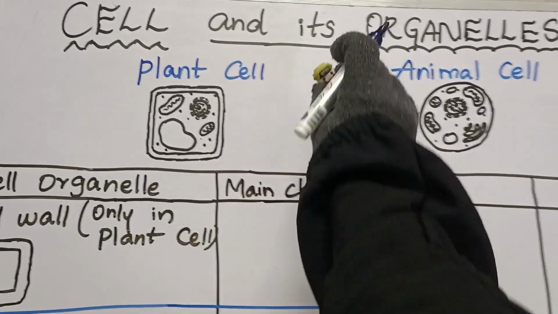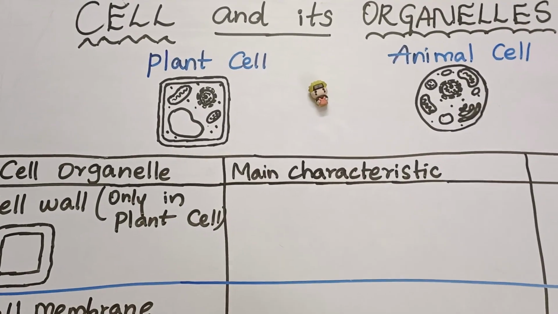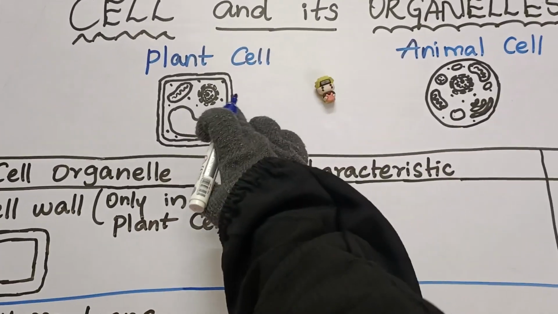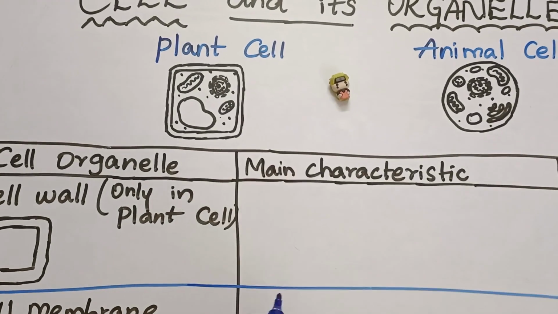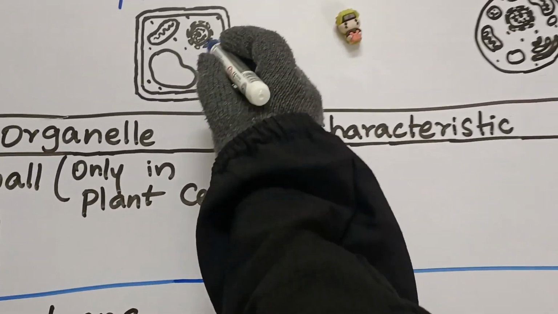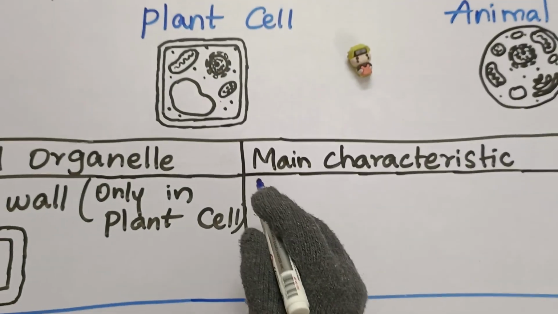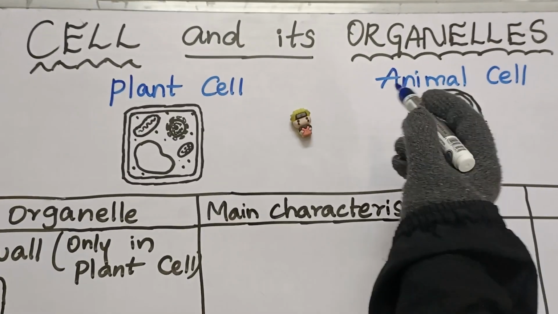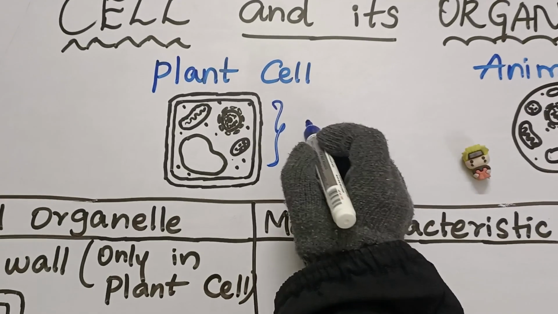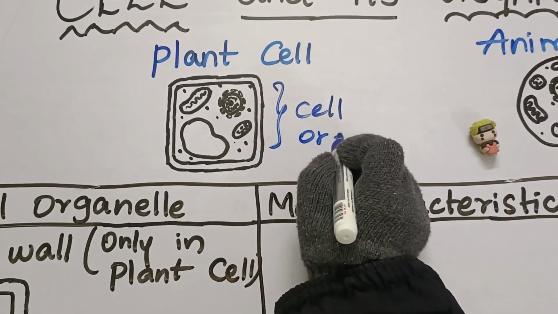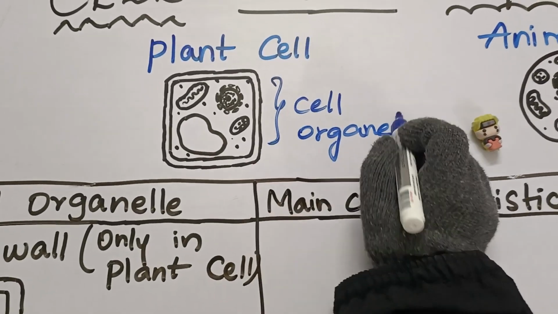Did you know, students, that inside our body there are trillions of cells present? In every tiny cell, there are many small structures working together continuously. These small structures inside the cell are known as cell organelles. So what are cell organelles?